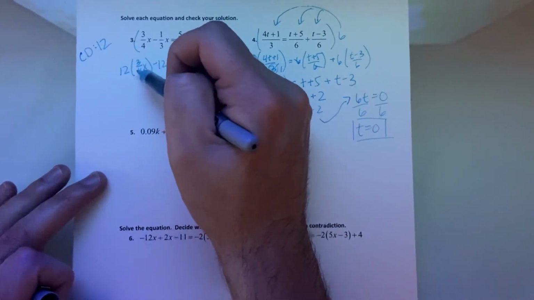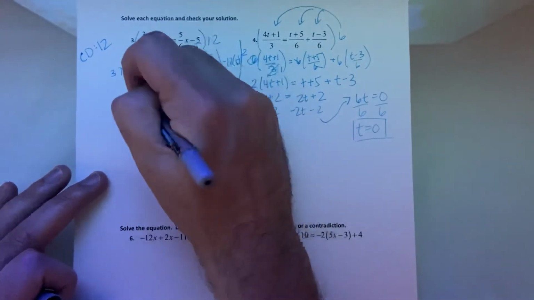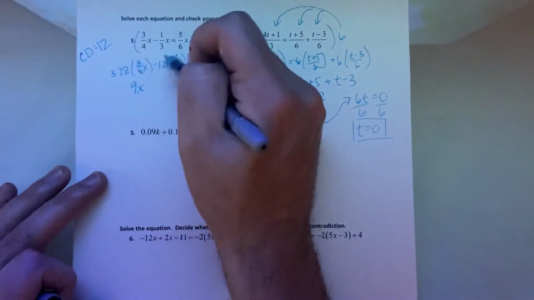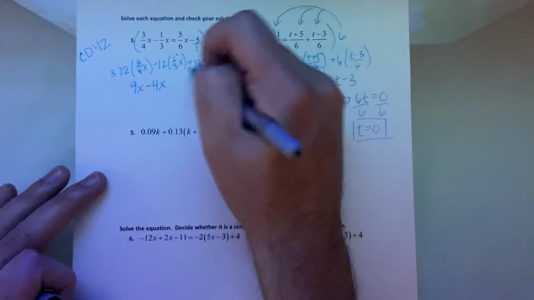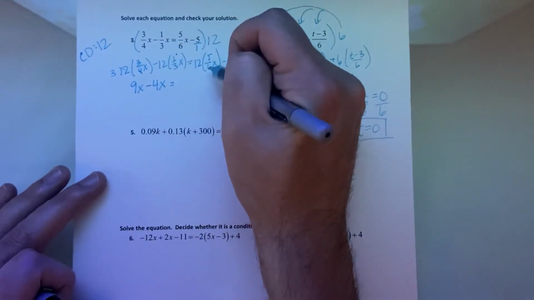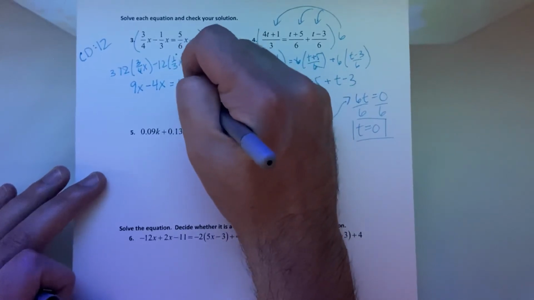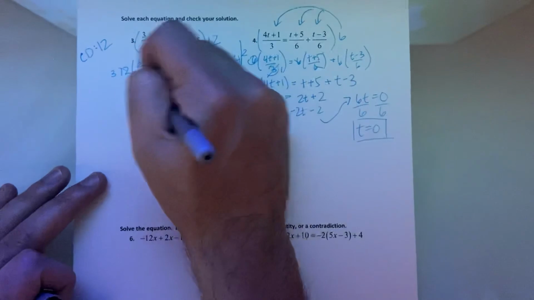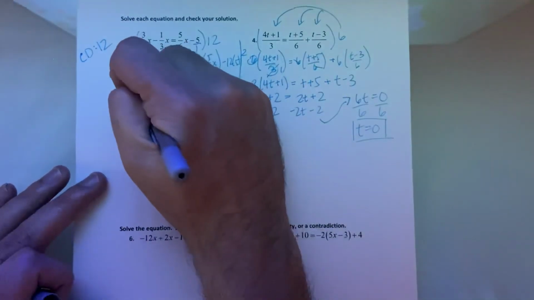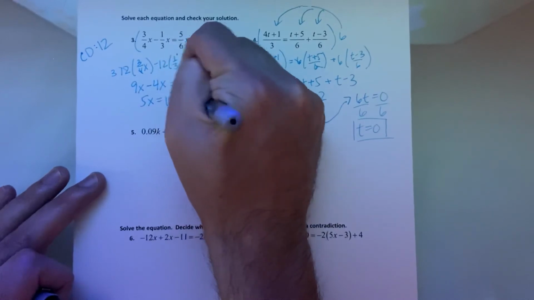12 divided by 4 is 3. 3 times 3x is 9x. 1/3 of 12 is 4, so minus 4x. 12 divided by 6 is 2. 2 times 5 is 10, so 10x. 12 times 5 is 60. So 9x minus 4x, when we combine, is 5x equals 10x minus 60.